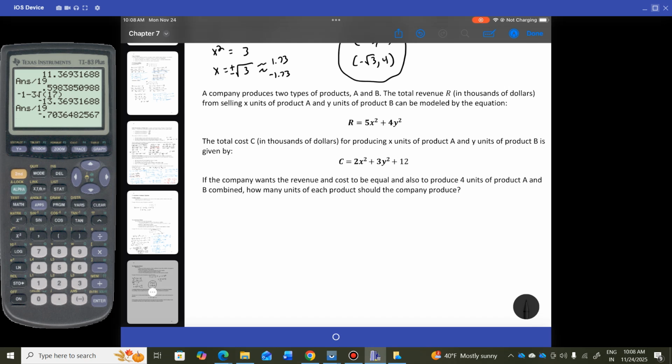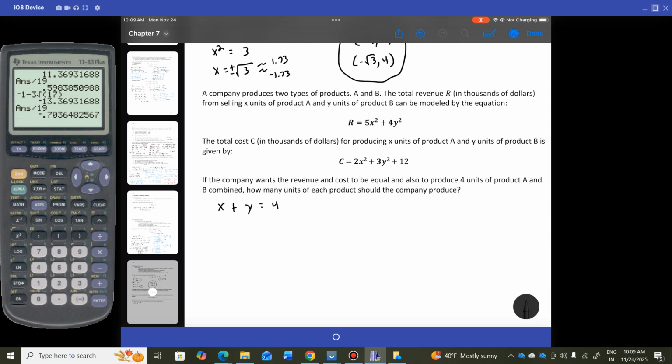So first, the products A and B. So we'll just use A and B for these. Actually, hold on, it says x is units of product A, so we'll use x for A, y for B, and it has to equal 4. So that's the first equation. And then it wants the revenue and cost to be equal. Right, and so we're going to set these equal.